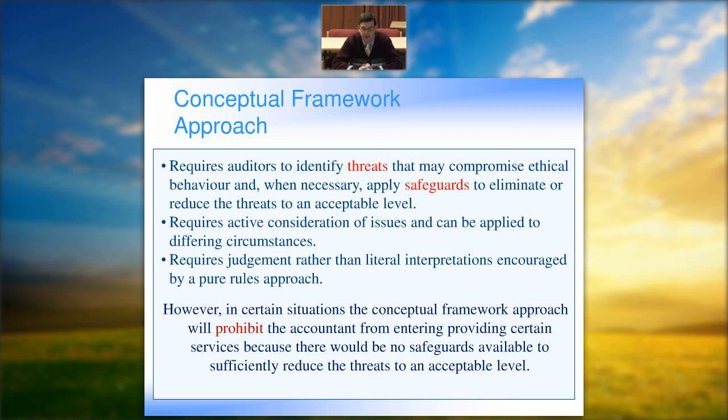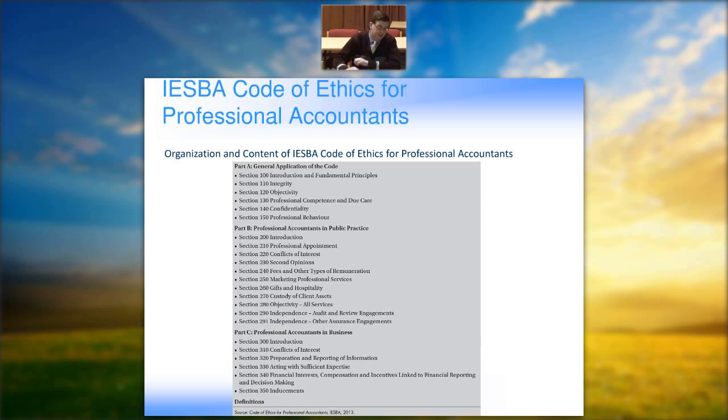You're meant to be continuously considering the implications of things that are happening. It requires judgment rather than a literal interpretation, which might be encouraged by a pure rules-based approach. So you're expected to apply professional judgment. But in certain situations, the conceptual framework approach will prohibit the accountant from entering into certain services because there will be no safeguards available to sufficiently reduce the threats to an acceptable level. In other words, there are still certain things you cannot do, or certain rules you must adhere to.